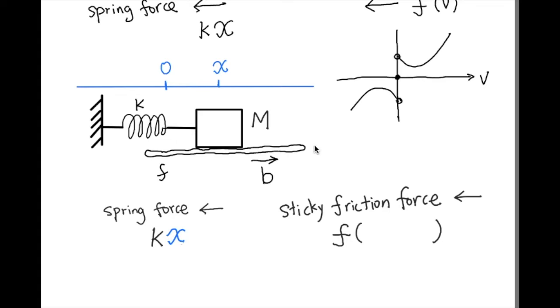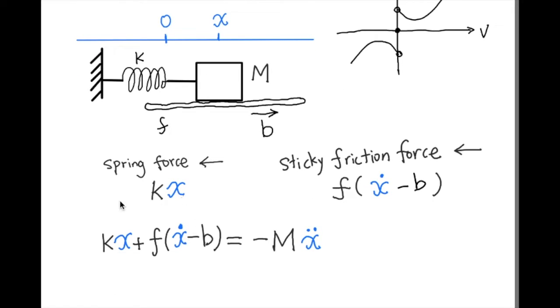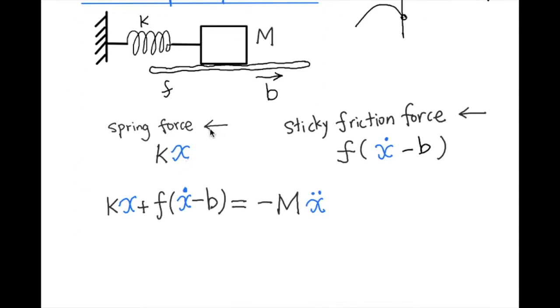The speed relative to the belt is given by the speed of the box minus the speed of the belt. Now Newton's equation is written as the force equals ma, the mass times the acceleration. The reason we have this negative sign is because Newton's equation assumes the force is to the right, but our force is to the left, so they differ by a negative sign.